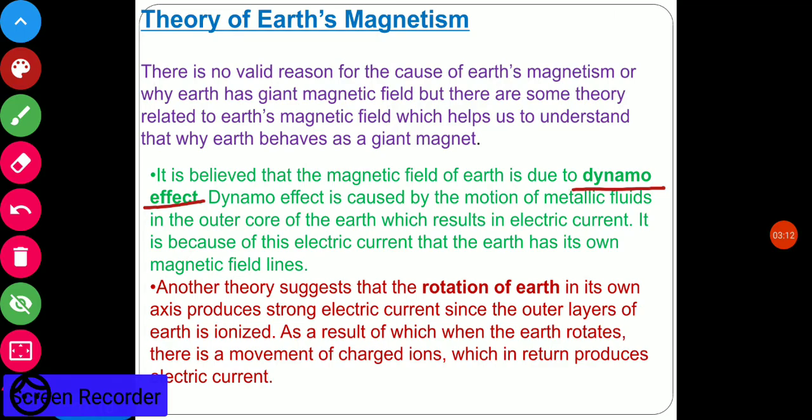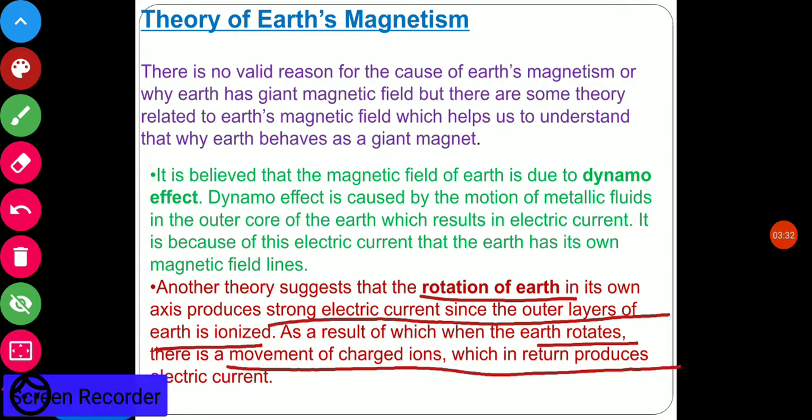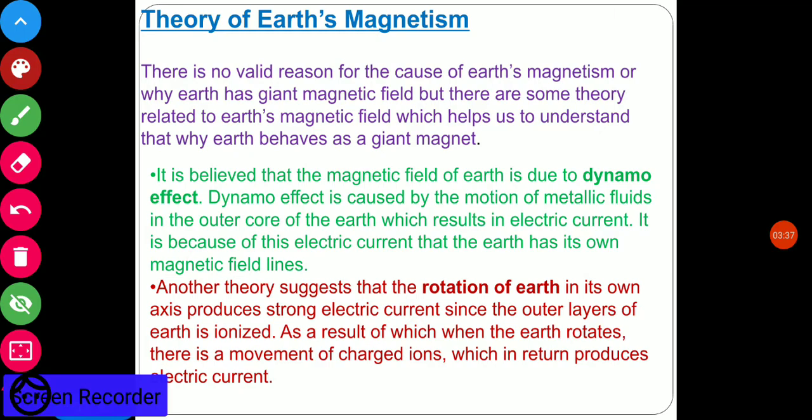Another theory is the rotation of the Earth. When the Earth rotates around its own axis, a strong electric current is produced, since the outer layer of the Earth is ionized. As the Earth rotates, there is a movement of charged ions, which in turn produces the electric current. There are many theories, out of which these two are the most widely accepted: either the dynamo effect or the rotation of the Earth.